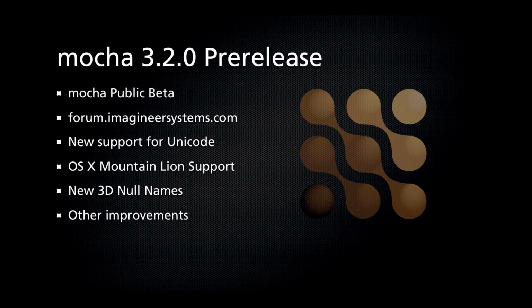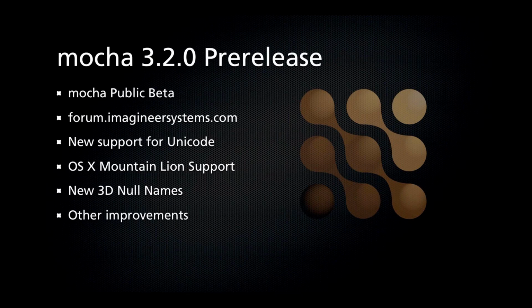Now, we really want people to test this out because the release has new support for Unicode, which means a lot for our international artists who want to use their local language in file and layer names. It also has proper Mountain Lion support, which addresses a lot of the pesky license issues that can come up with Mountain Lion due to interesting host ID issues.